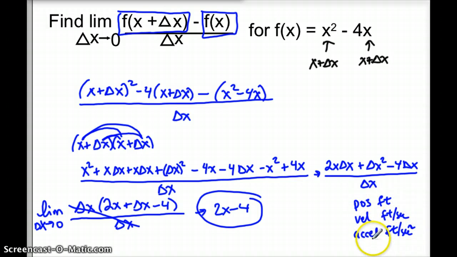So it's different levels of the function. The function here is x squared. This one goes down 1. Just one way to check your answer.